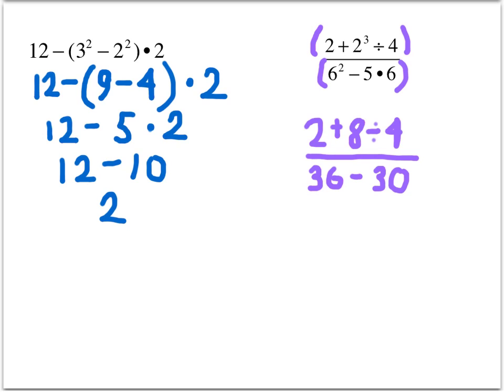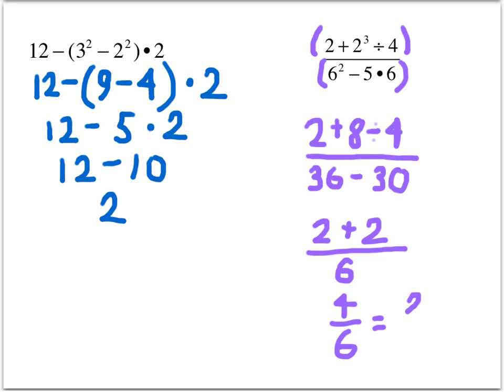Now getting back to the top part, 2 plus 8 divided by 4, yeah, I'd want to do that 8 divided by 4 first, wouldn't I? So I'm going to really have 2 plus 8 divided by 4, which is 2. Meanwhile, on the bottom, 36 minus 30, remember those parentheses are around there, so that's going to be 6. 2 plus 2 is 4, so my final answer is going to be 4 over 6. You can actually reduce that to the fraction 2/3. Now, that's kind of tricky, but we'll work on some more of those certainly.